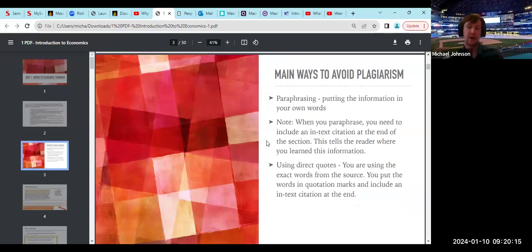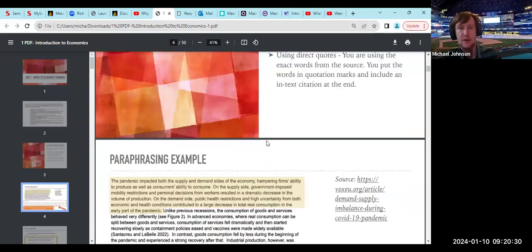The main ways to avoid plagiarism: paraphrasing, putting the information in your own words. Note, when you paraphrase, you need to include an in-text citation at the end of the section. This tells the reader where you learned this information. With direct quotes, you're using the exact words in the source. You put the words in quotation marks and include an in-text citation at the end.